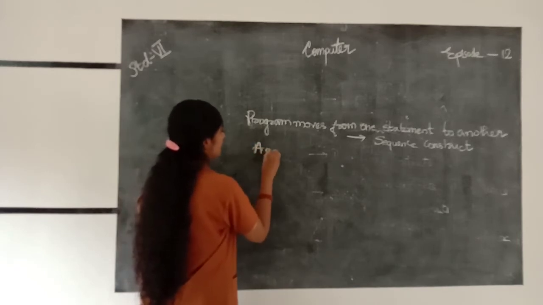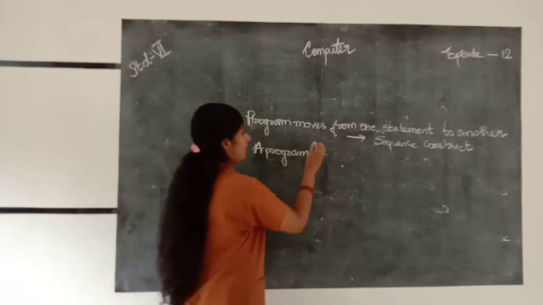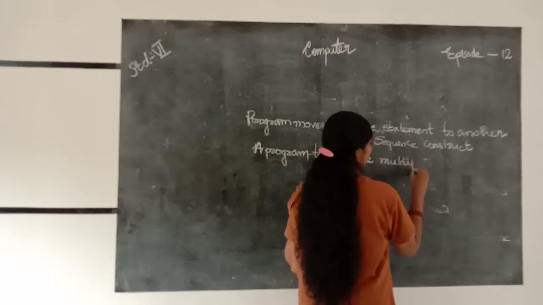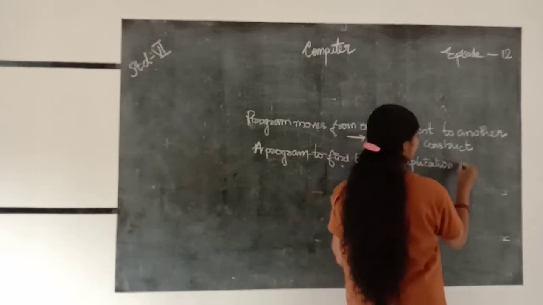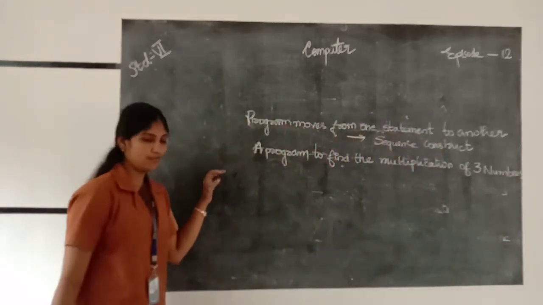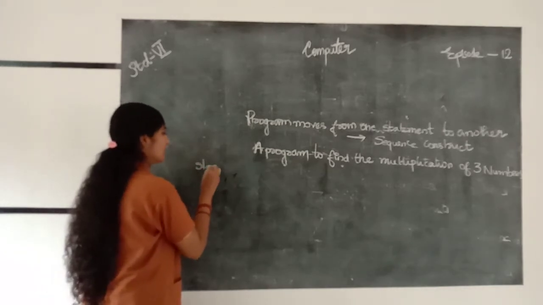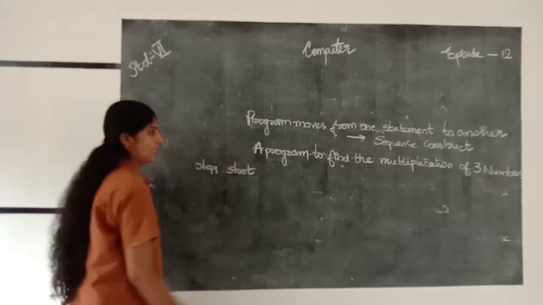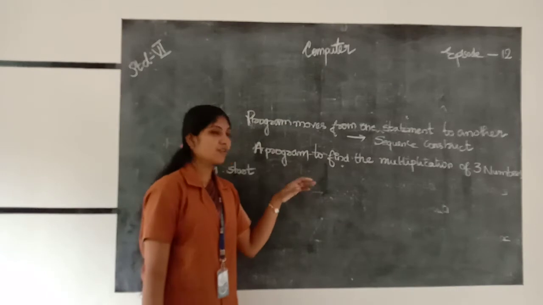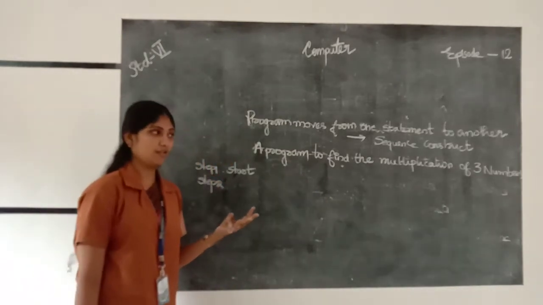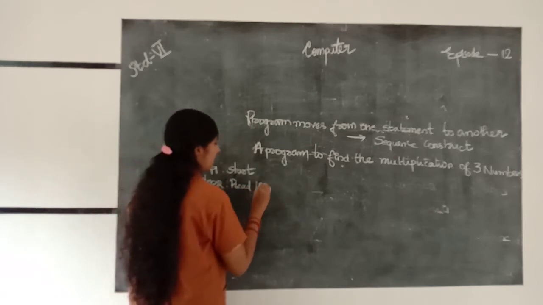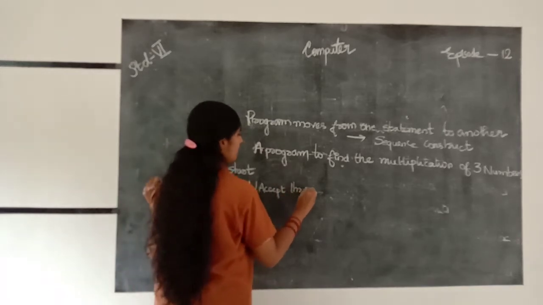Write a program to find the multiplication of three numbers. Let's start with the algorithm, meaning the steps of instructions. Step 1: start. Step 2: accept the values or numbers. Here the input is three numbers for calculating the multiplication, so we write the input statement: read or accept three values.